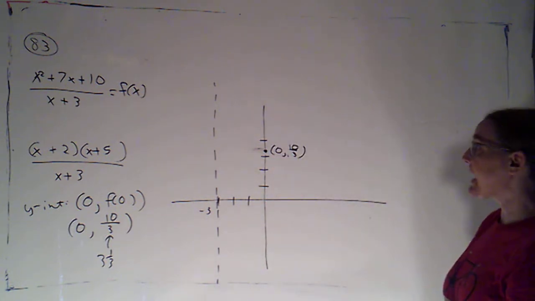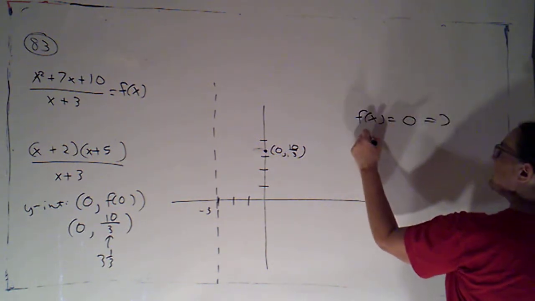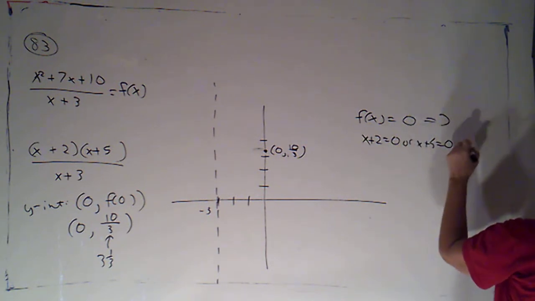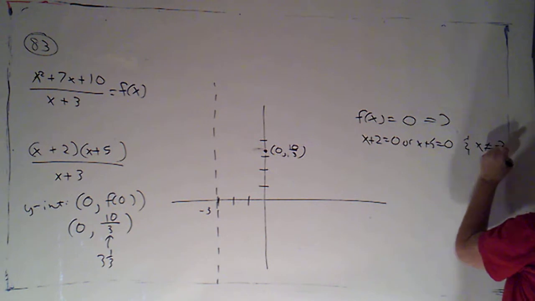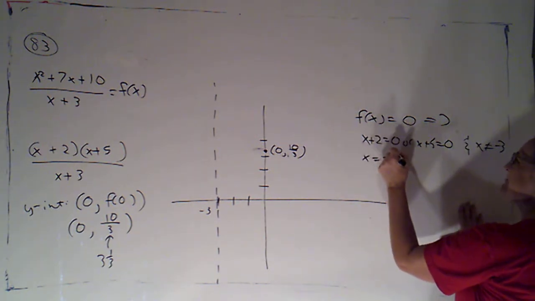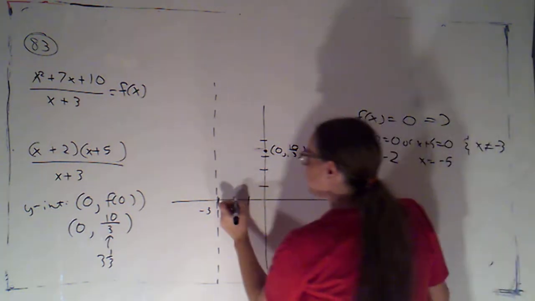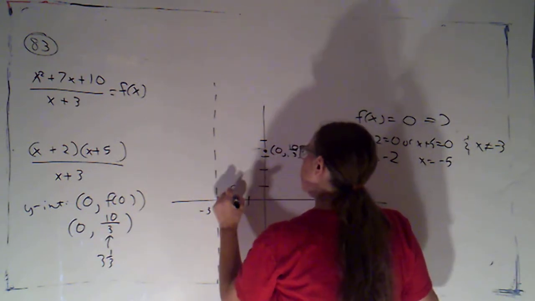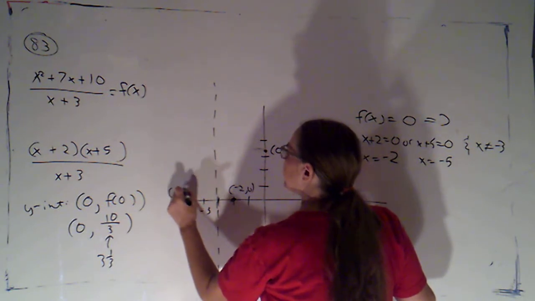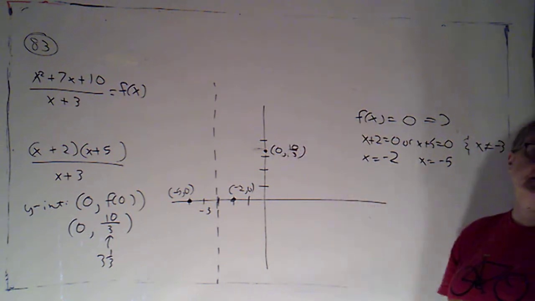Okay, let's get our x-intercepts. So f of x would equal 0, would mean that x plus 2 equals 0, or x plus 5 equals 0, provided that the bottom isn't 0, so that x isn't -3. Not going to cause any problems there, because this would give me x equals -2, or x equals -5. So I'm going to have two x-intercepts, -2, 0, and -5, 0.